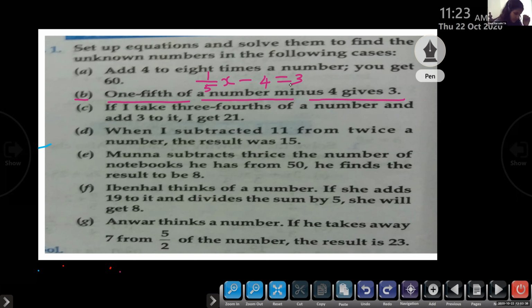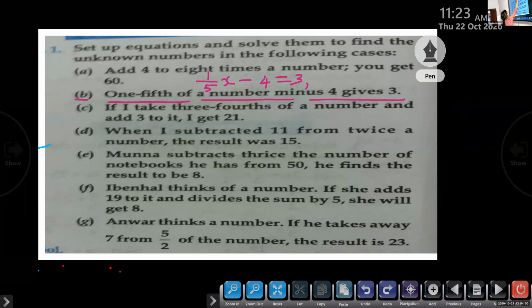Ma'am, x is equal to 28. X is equal to how much? 28. Ma'am, 35. Answer, ma'am, 35. Yes, 35. Correct. The answer is 35.